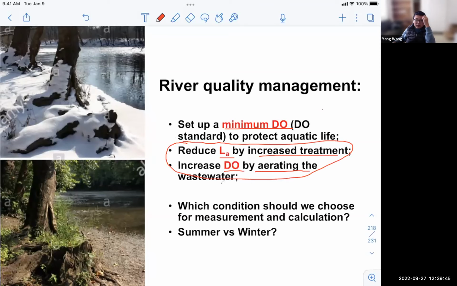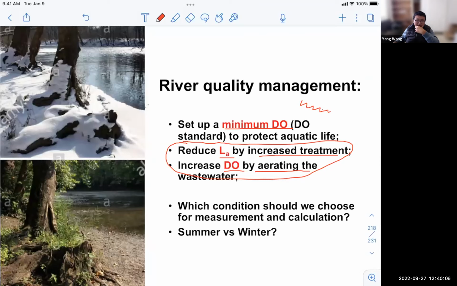So one common thing we can do is to create, for example, more bends in the wastewater channel so that it can have a longer residence time in these channels. So it has a longer time for oxygen to get back. Or we can also bubble air through the wastewater, so we produce more oxygen in the water.